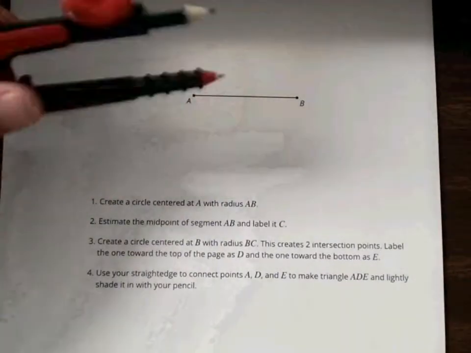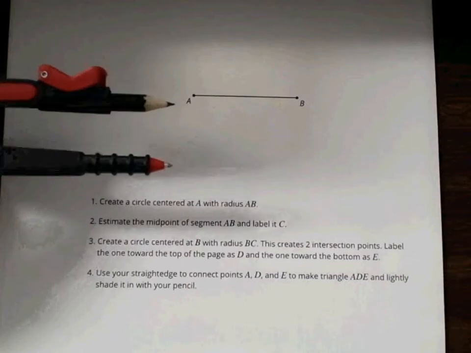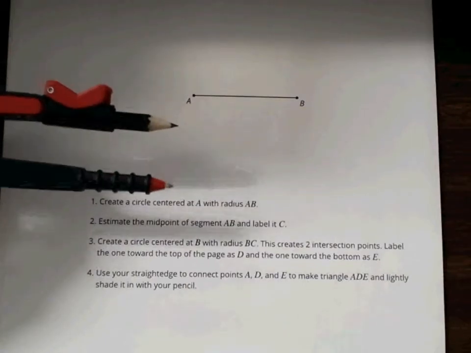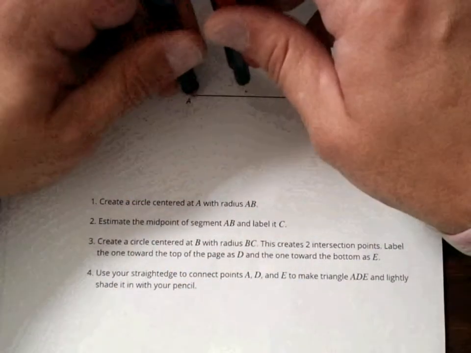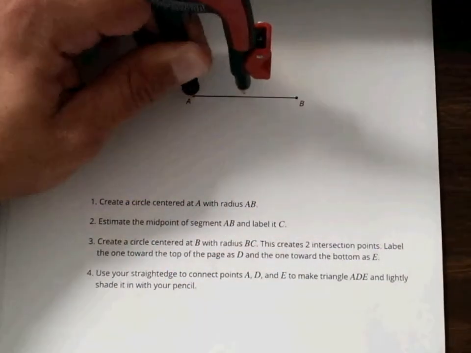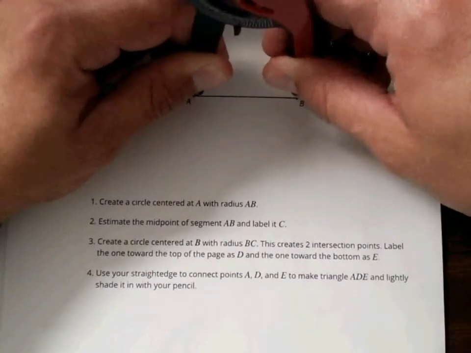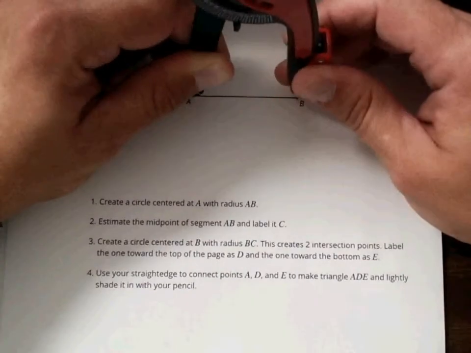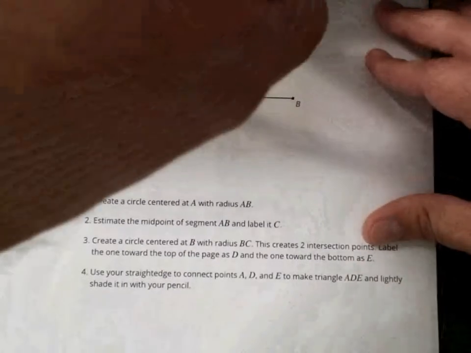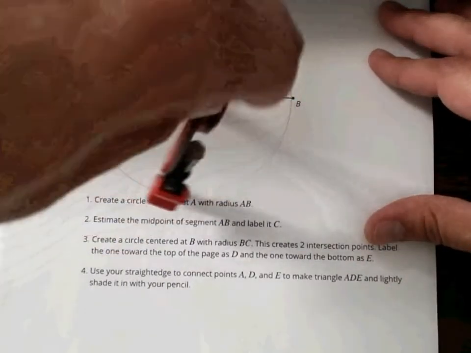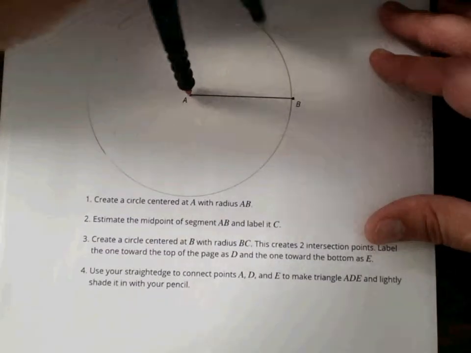How do I measure radius with this? Metal point and pencil. So my metal point goes on A. What do I do with my pencil? I'm going to put it on the B. Okay? And so there it is. I'm going to draw my circle. Mine's a little off because I missed the dot. And there's my circle.